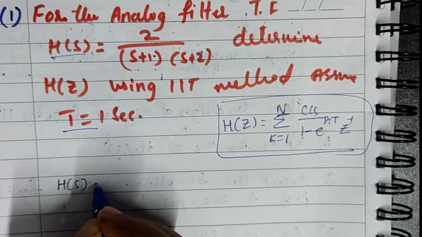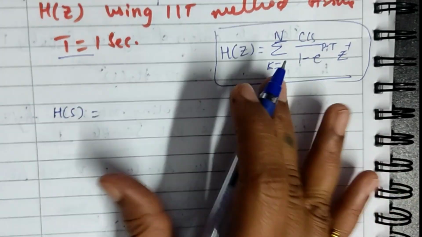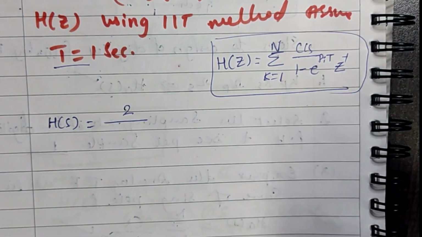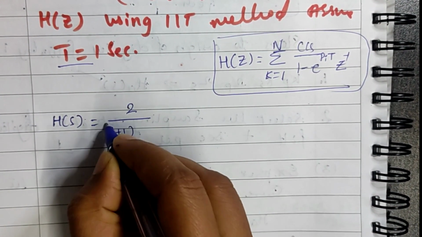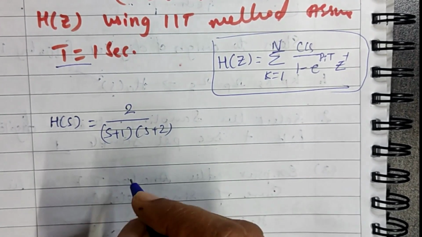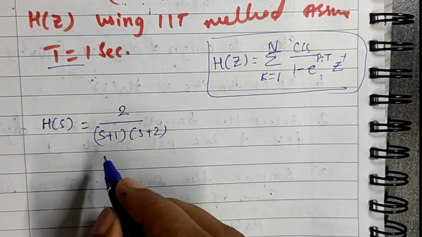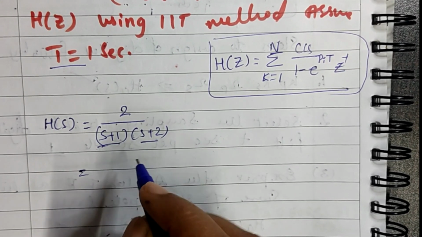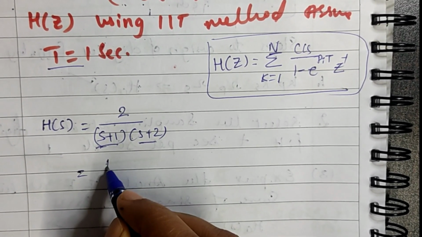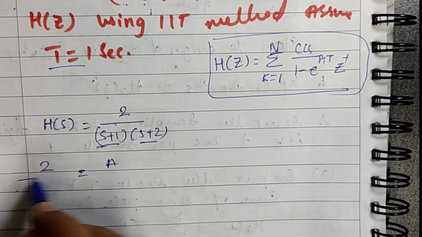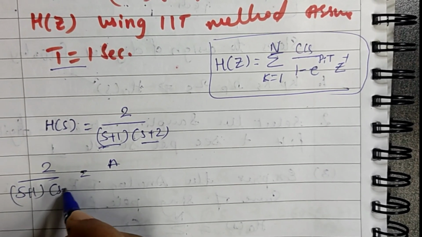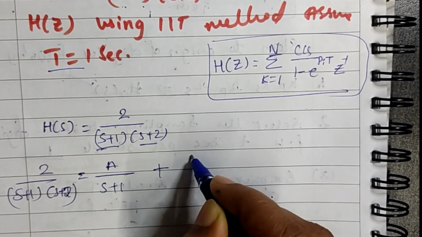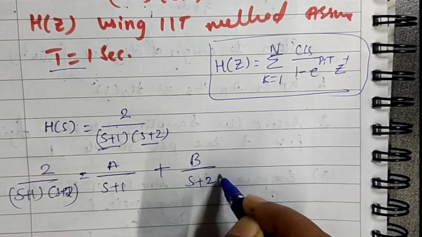H of S is already provided, which is equal to 2 divided by S plus 1 into S plus 2. How many factors, how many roots are there? Two. So 2 divided by S plus 1 into S plus 2 will be equal to A divided by S plus 1, one factor, and B divided by S plus 2, another factor.